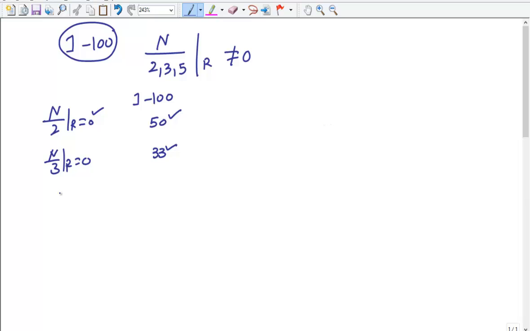So n divided by 3 remainder is also 0. Now n divided by 5 remainder is also 0, and that means we have got 20 numbers. So we have got 50 multiples of 2, 33 multiples of 3 and 20 multiples of 5. We need to eliminate them because we don't need them. We need the numbers which are not divisible by these numbers. Now out of the 100 numbers, we need to subtract 50, subtract 33, and subtract 20. So 100 minus 50 minus 33 minus 20.